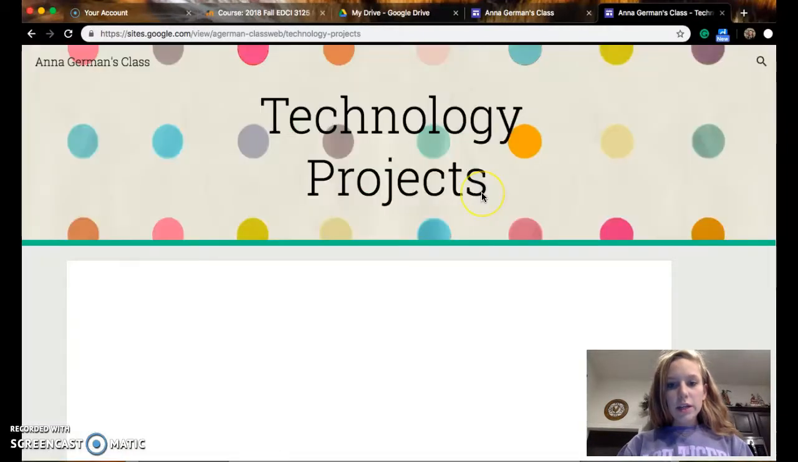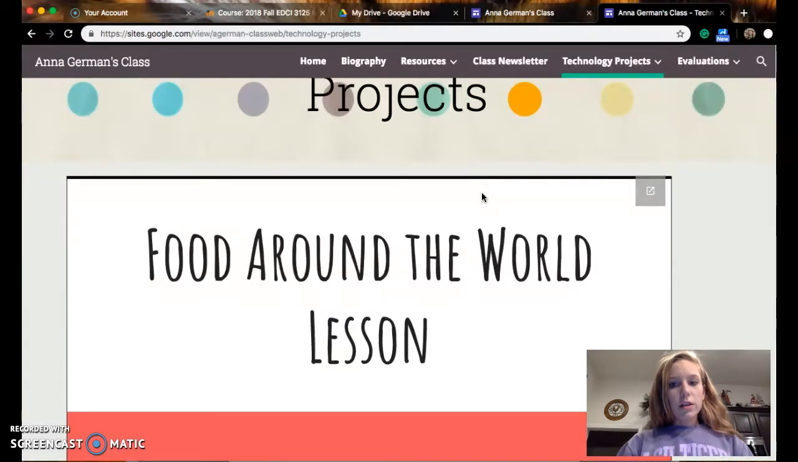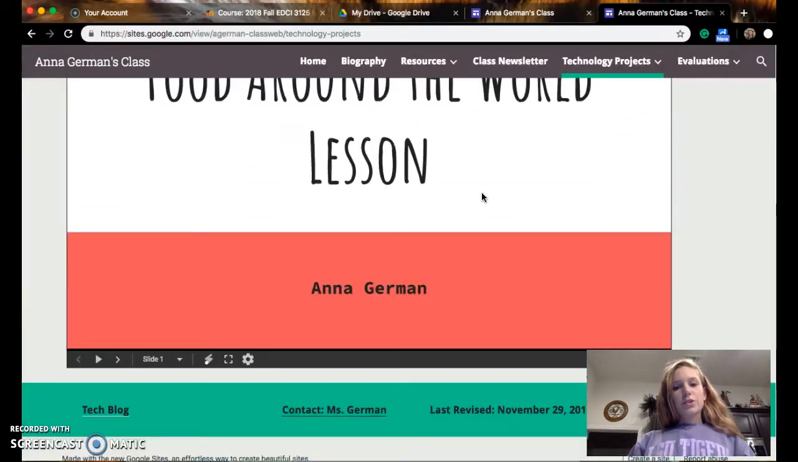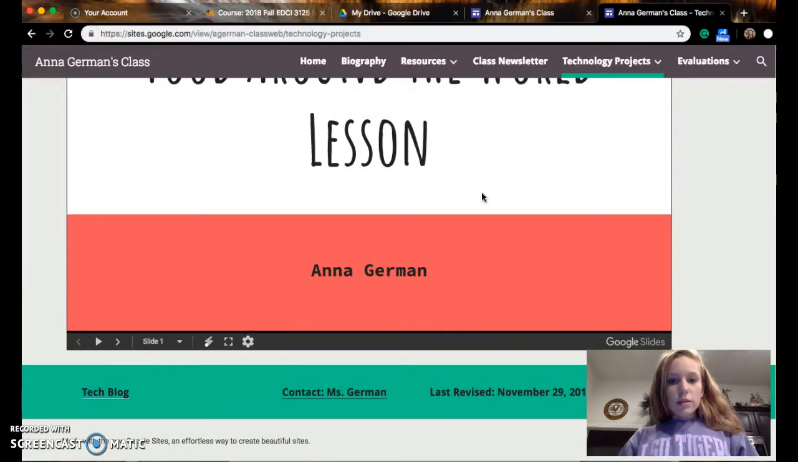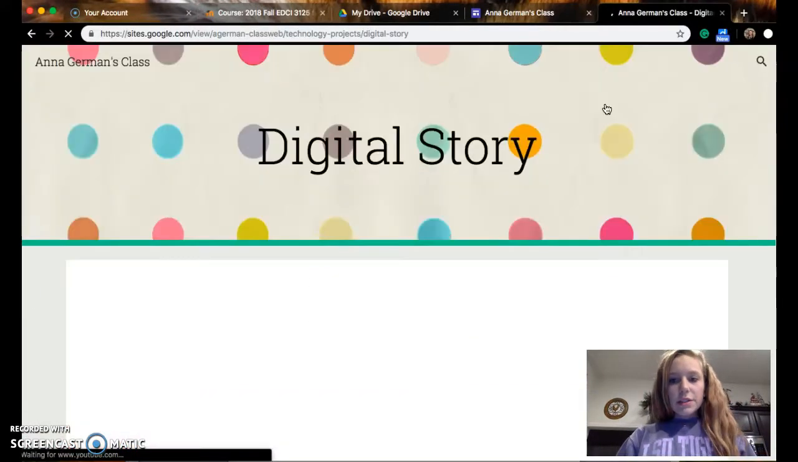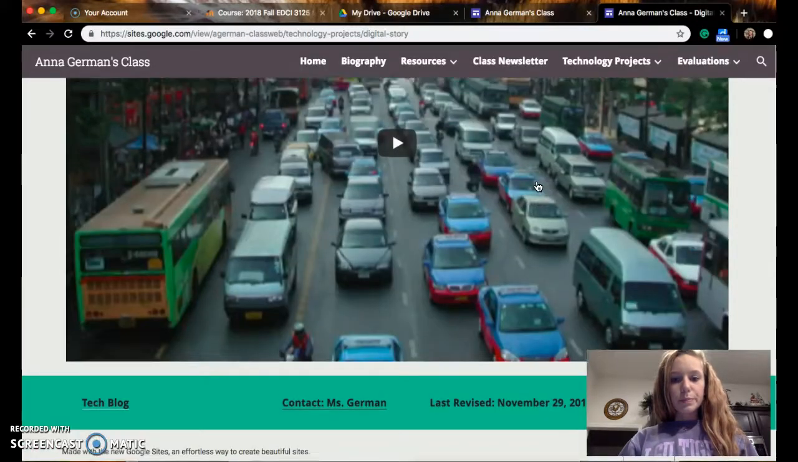The next page is technology projects, and on this first page I have this Google Slide project where I did a food around the world lesson, so where I just took different pictures of food and did facts about different foods in different areas. After that, I have my digital story on my digital story page.